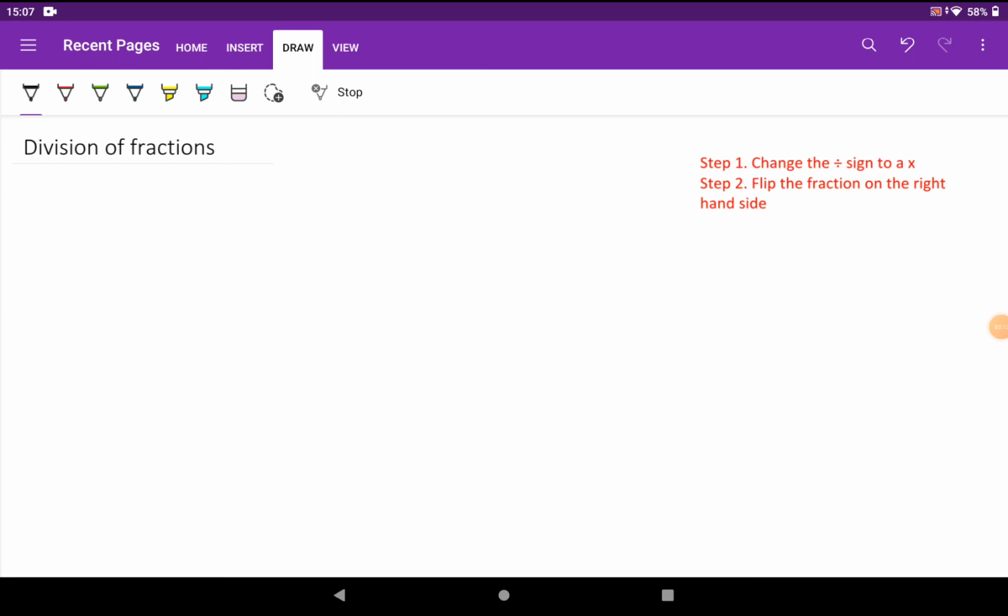The steps for dividing fractions are to change the division sign to a multiplication and to flip the fraction on the right hand side. Let's go through the first example.